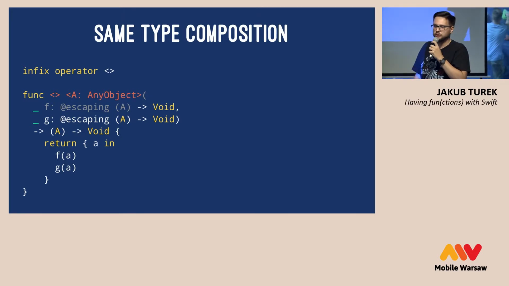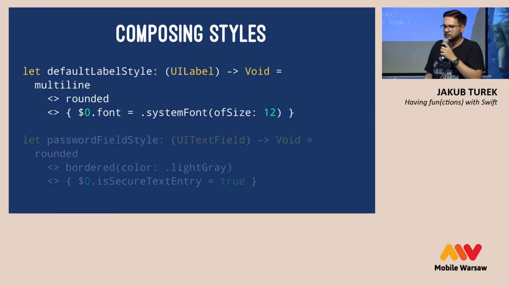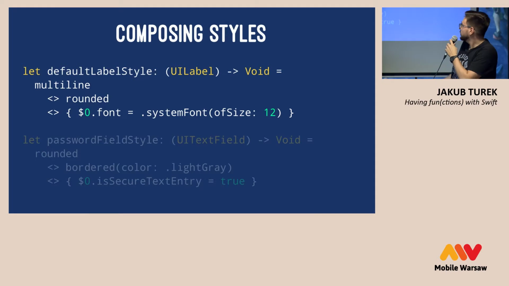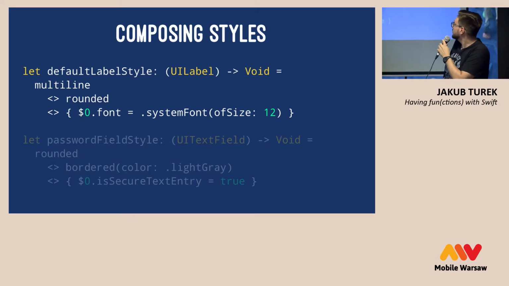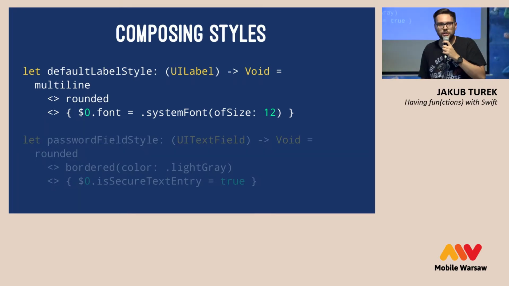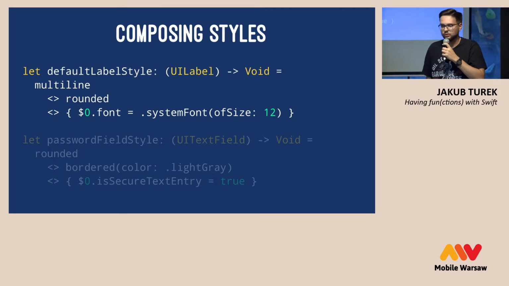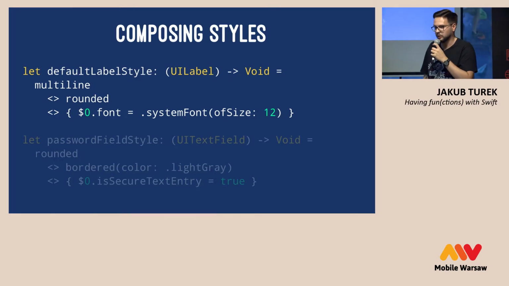So how can we use that in practice? Let's imagine we want now to create a bigger style for a label. So we can have a function that goes from label to no return value, and we can just take our small styles, and we just compose them like that. So we can use anonymous functions, we can use our predefined styles, whatever we want.